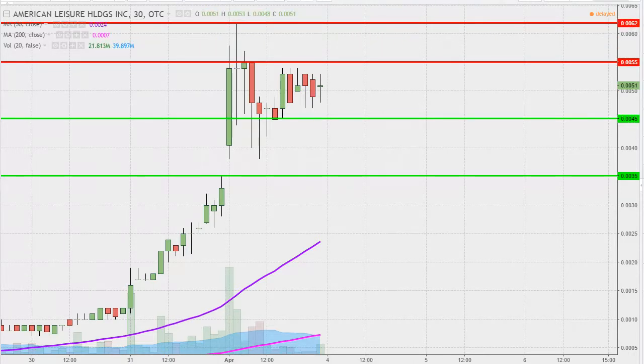But all in all, at the end of the day, as long as the price keeps on putting in higher lows, long-term chart's going to take care of itself. So we'll see how the rest of this week all unfolds.